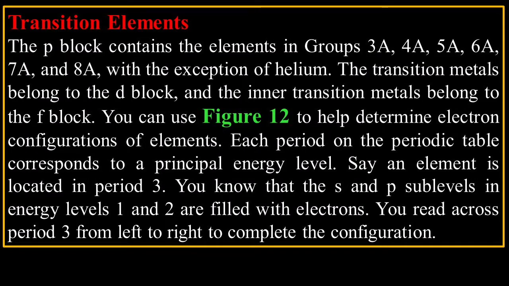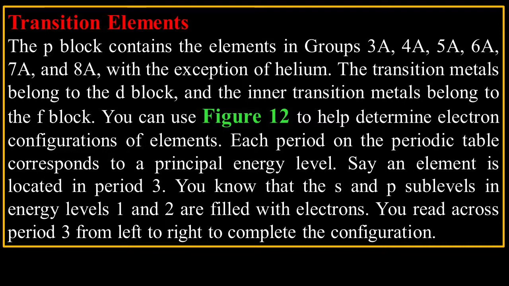The P block contains the elements in groups 3A, 4A, 5A, 6A, 7A, and 8A, with the exception of helium. The transition metals belong to the D block, and the inner transition metals belong to the F block. You can use Figure 12 to help determine electron configurations of elements.